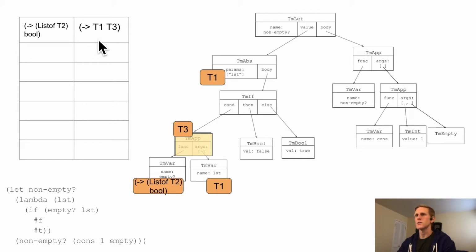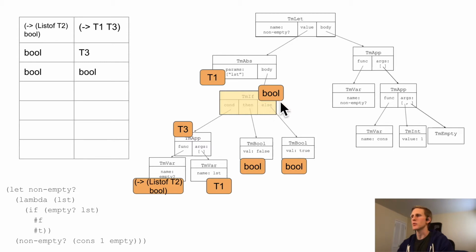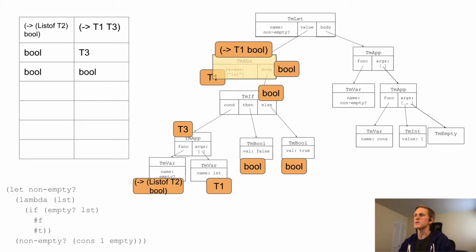So the constraint that we've generated is that the function we're calling, this empty function, the type of that should match this function type where we pass a T1 and return a T3. Okay, that handles the conditional. The then is a Boolean, that's easy. The else is a Boolean. And so we know that the overall return type of this if expression is a Boolean, which means the body of this abstraction is a Boolean. So this is T1. This function abstraction is a function which takes one argument of type T1 and returns a Boolean.